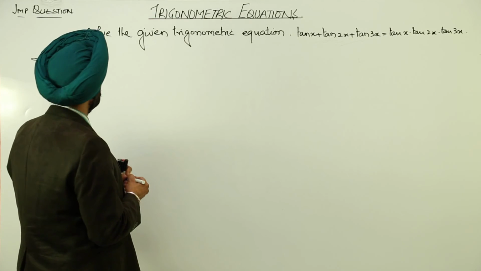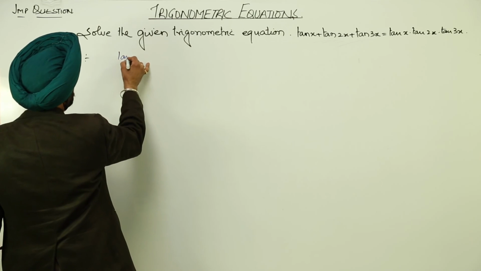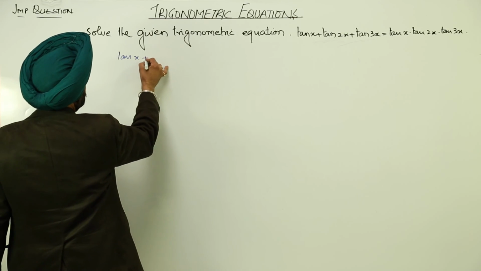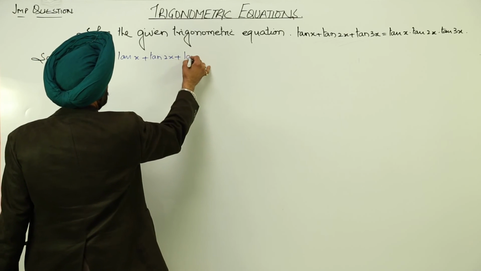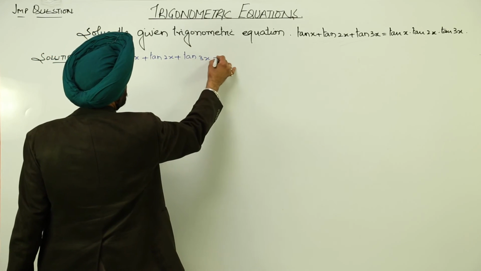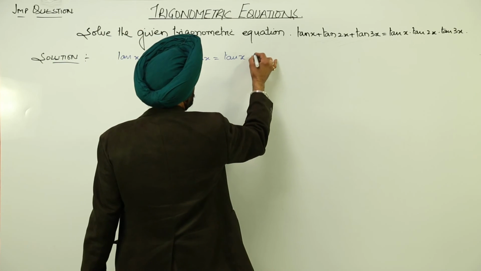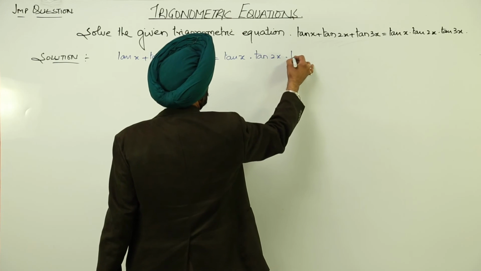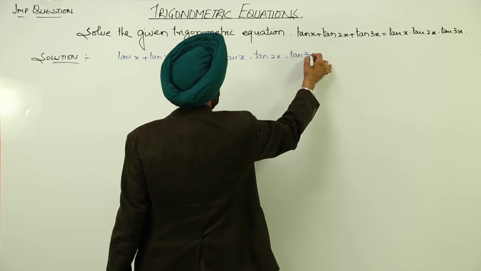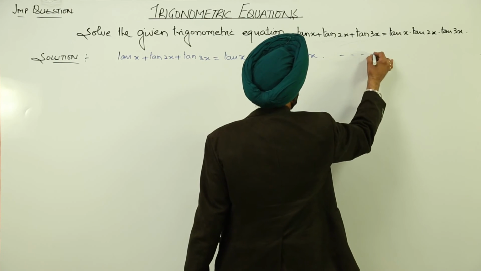Now, very important question. We have to evaluate in the general form: tan x plus tan 2x plus tan 3x is equal to tan x tan 2x tan 3x. Now let this be equation 1.